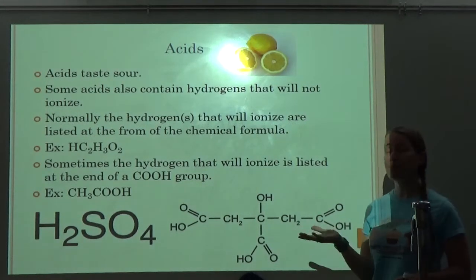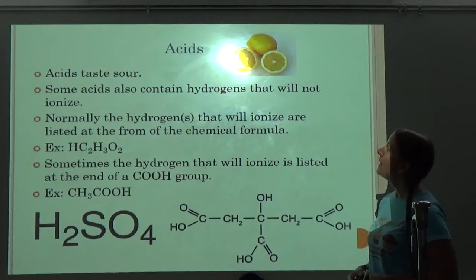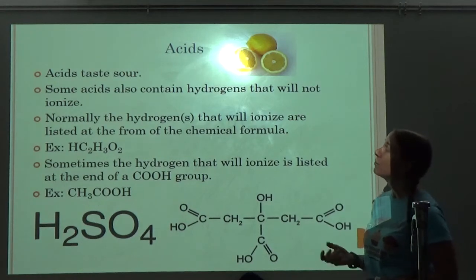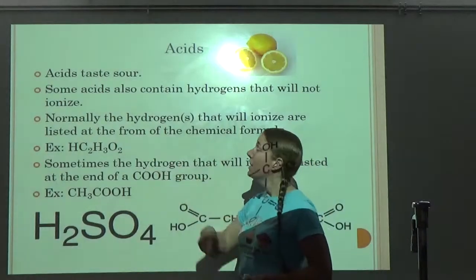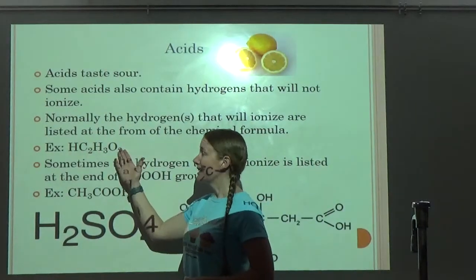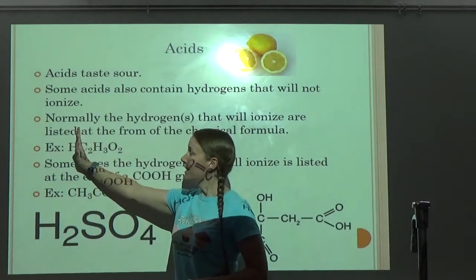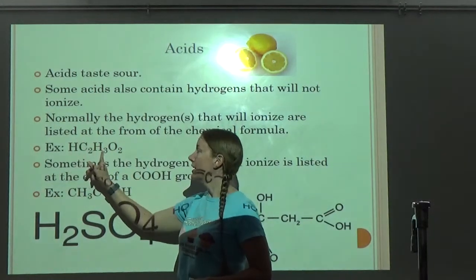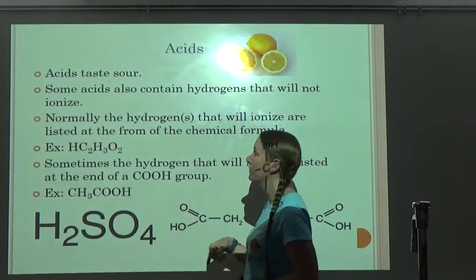So what are some properties of acids? Well, acids taste sour. Some acids also contain hydrogens that will not ionize. And normally the hydrogens that will ionize are listed at the front of the chemical formula. Oh, there's a typo. That should say front. Okay, so if you have acetic acid, a lot of times it's written HC2H3O2. So this is your ionizable hydrogen, and these three are not ionizable. They are part of the polyatomic ion.